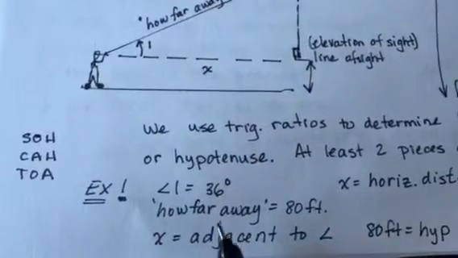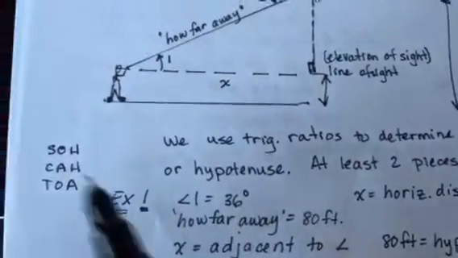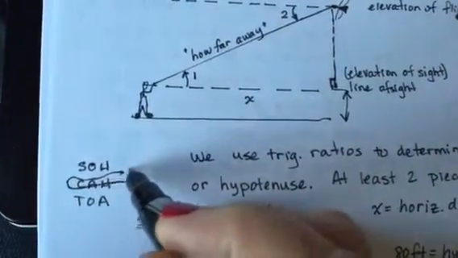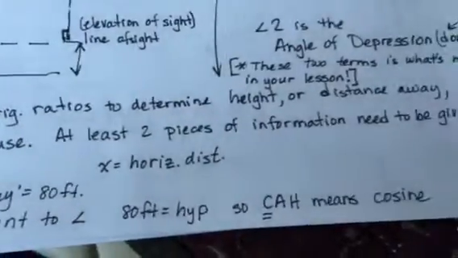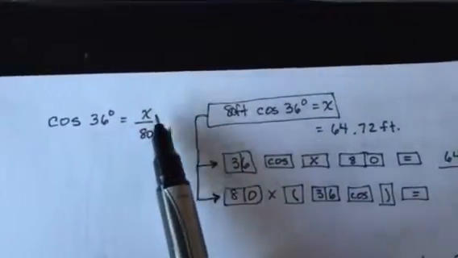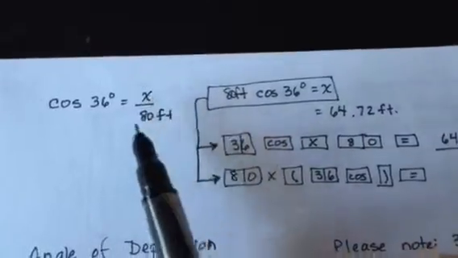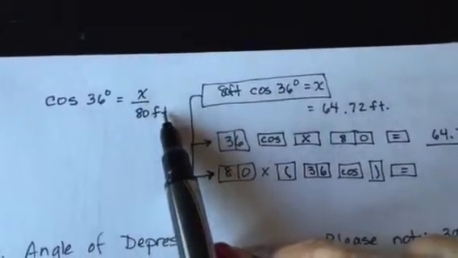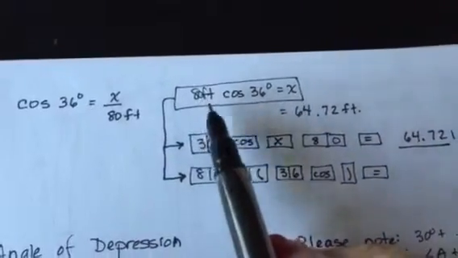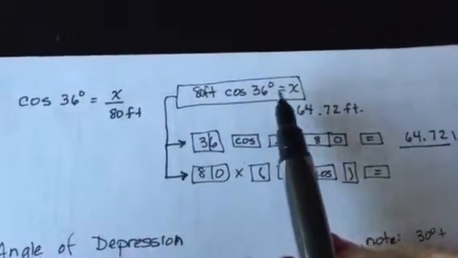Well, what do we have? We have an adjacent and a hypotenuse. So we're going to use cosine. And we have that set up on the next page. Cosine of 36 degrees equals our adjacent x over hypotenuse 80 feet. Now, rearranging to solve for x means 80 feet times the cosine of 36.